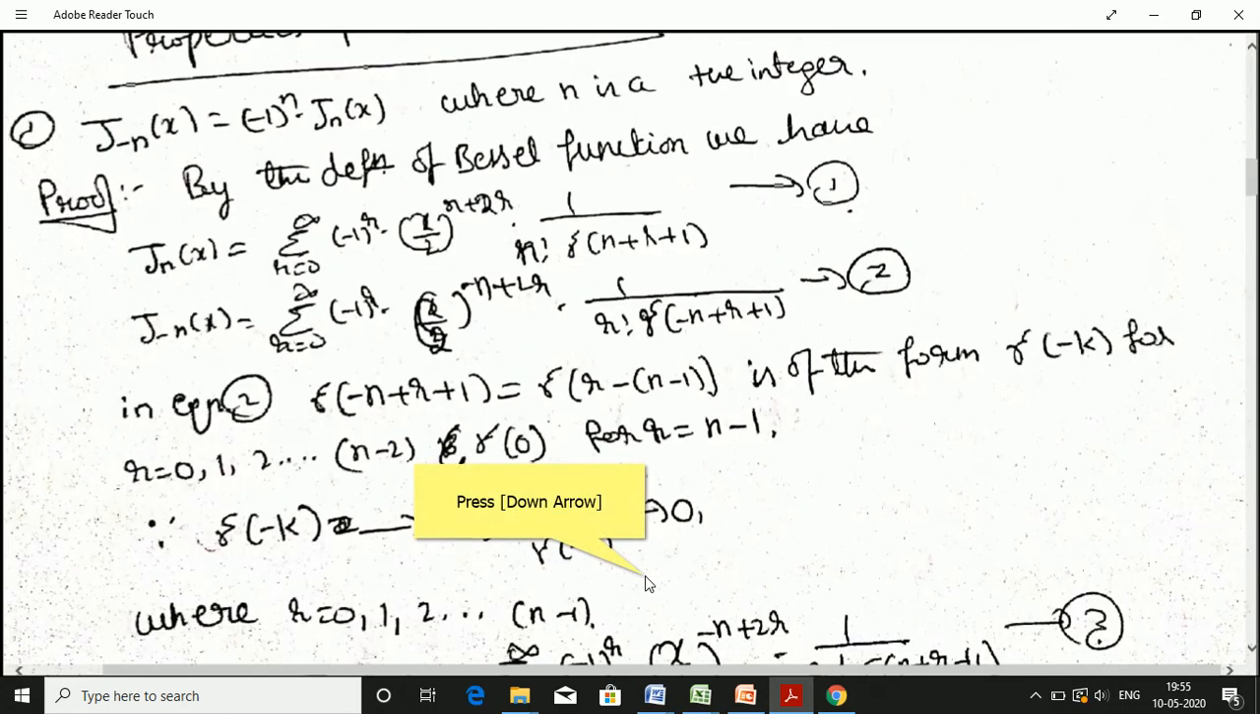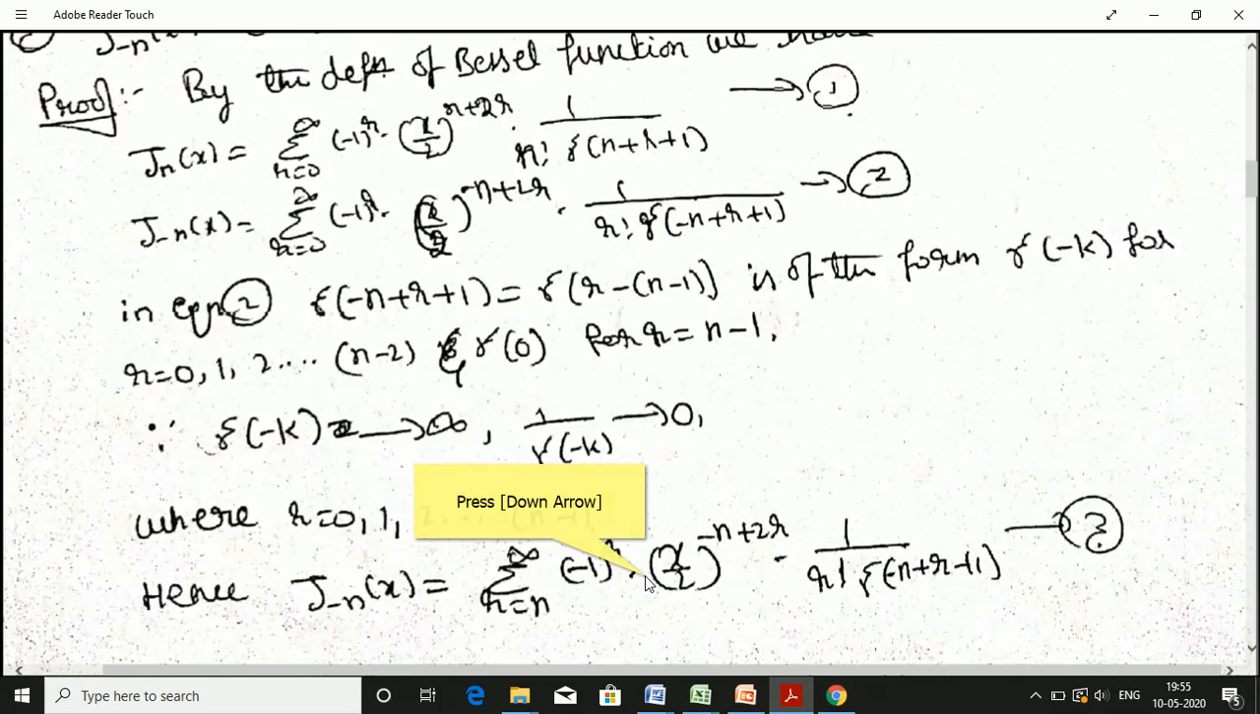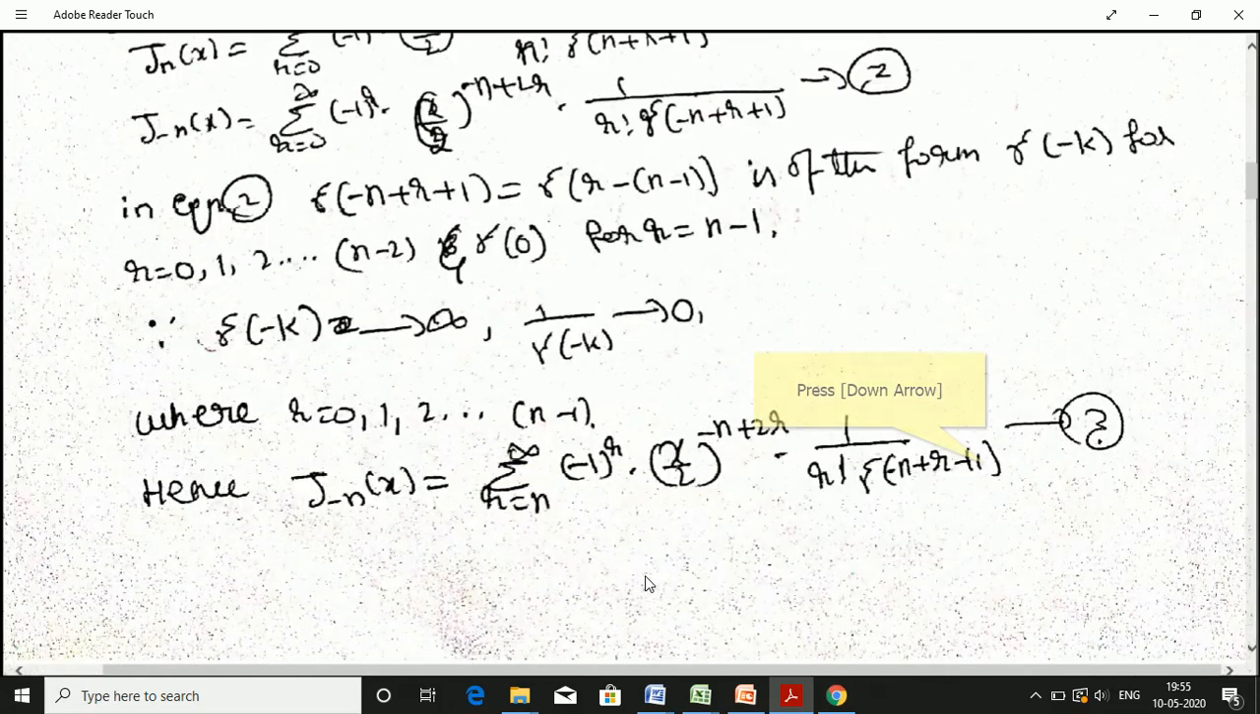So for r equal to 0 to n minus 1, J minus n of x is equal to, those values are 0. Remaining is r is equal to n to infinity minus 1 power r into x by 2 to the power of minus n plus 2r into 1 by r factorial into gamma of minus n plus r plus 1. We'll call it equation 3.